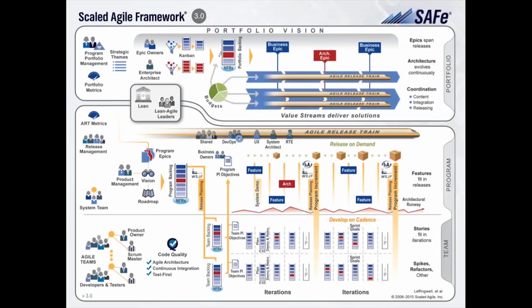You can see the portfolio level, where your initiatives really get funded, and where the value streams, that's a construct we'll talk a little bit more about, are contained and budgeted for. You can see things, the larger initiatives, business and architectural epics that are going to affect the value streams over time. The centerpiece is the Agile release train.